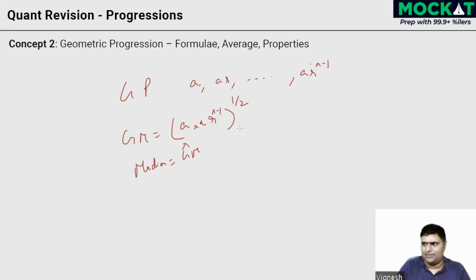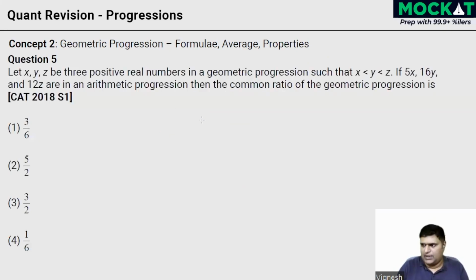So let's look at an example now. Let's work with question 5 from a CAT 2018 paper. Let x, y, z be 3 positive real numbers in geometric progression such that x is less than y is less than z. Okay, GP. So I can take a, AR, and AR square. x is less than y is less than z, so therefore R is going to be greater than 1. It is an increasing GP.